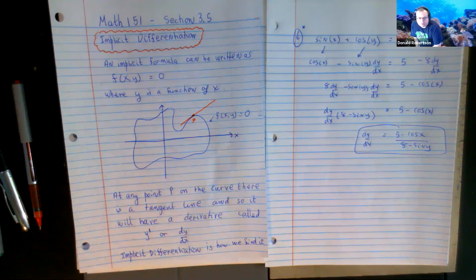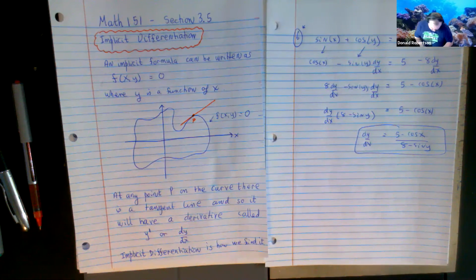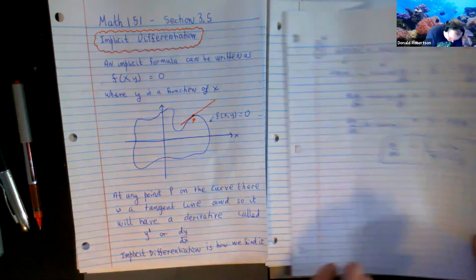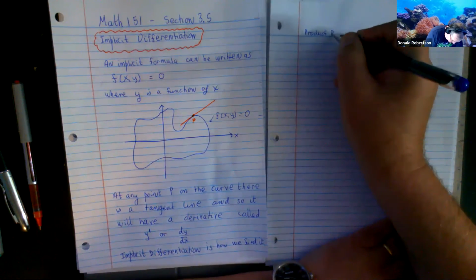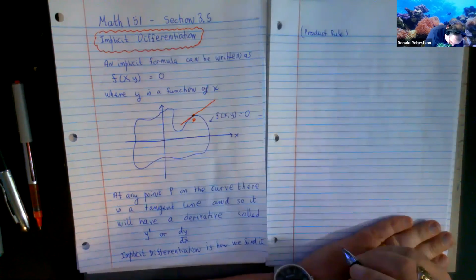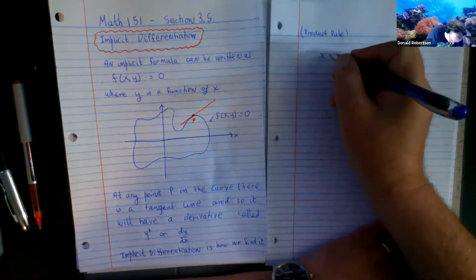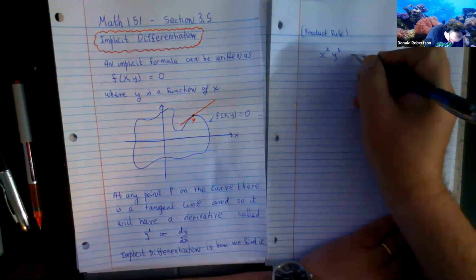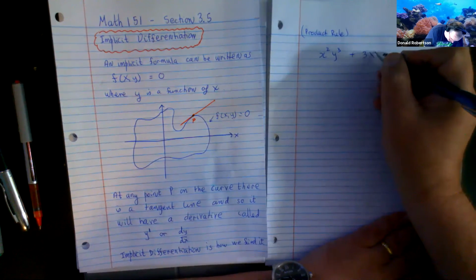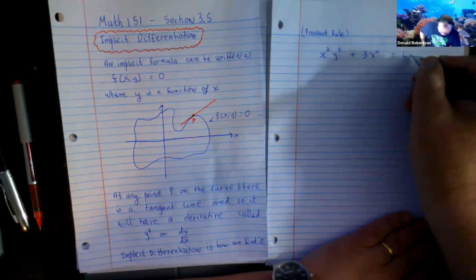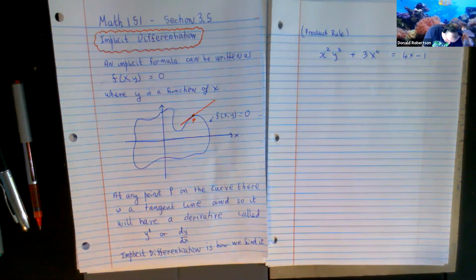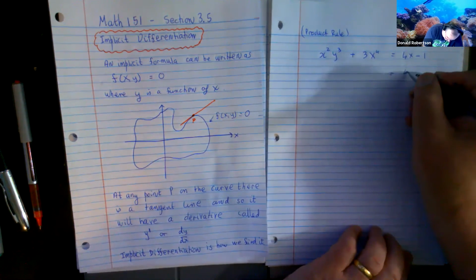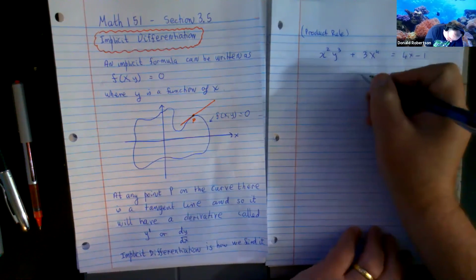Right, so we are now able to differentiate a fair number of implicit expressions, but not all of them yet. So we're going to now look at questions that need the product rule. So let's do x squared y cubed plus 3x to the 4 equals 4x minus 1. Now, if you differentiate 4x, you get 4. You differentiate the number, nothing happens. You differentiate this guy, it's a power rule.